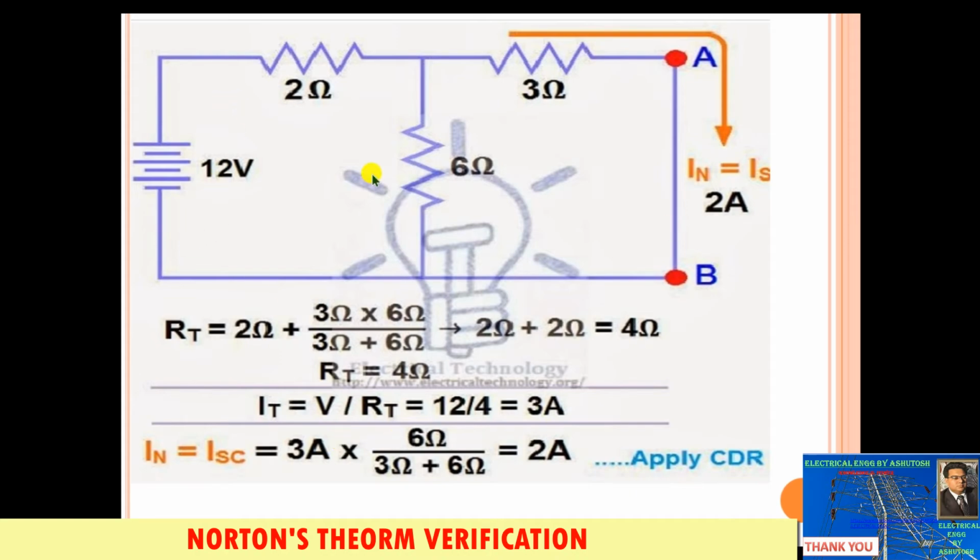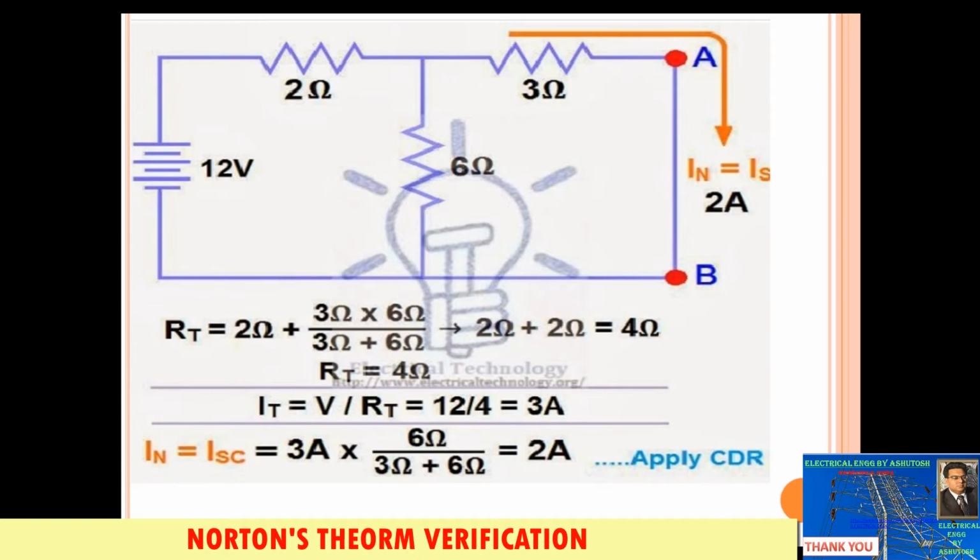The total current supplied by this 12 volt source is 3 ampere. Now it will be divided from here. At this node it will be divided and flow in two circuits, one in this path, one in this path. So we have to find out the current flowing in this 3 ohm branch.